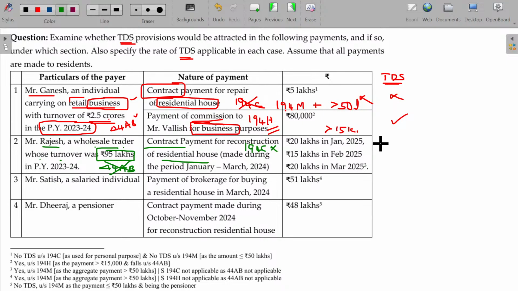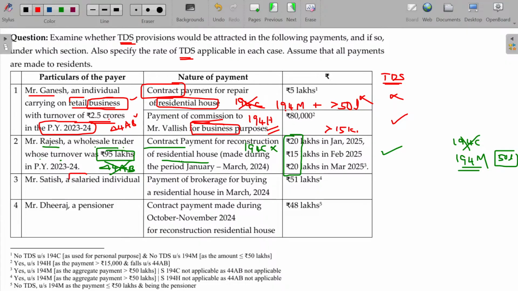Okay, so as it is not falling under 194C, we have to immediately go and cross check whether 194M is applicable or not. In case of 194M, 50 lakhs is the value in aggregate. Here the payment made for constructing the residential house property is in total 55 lakhs. So definitely TDS is applicable for each and every installment payment. If the aggregate value is more than 50 lakhs, then automatically you have to deduct the TDS for each and every installment payment.